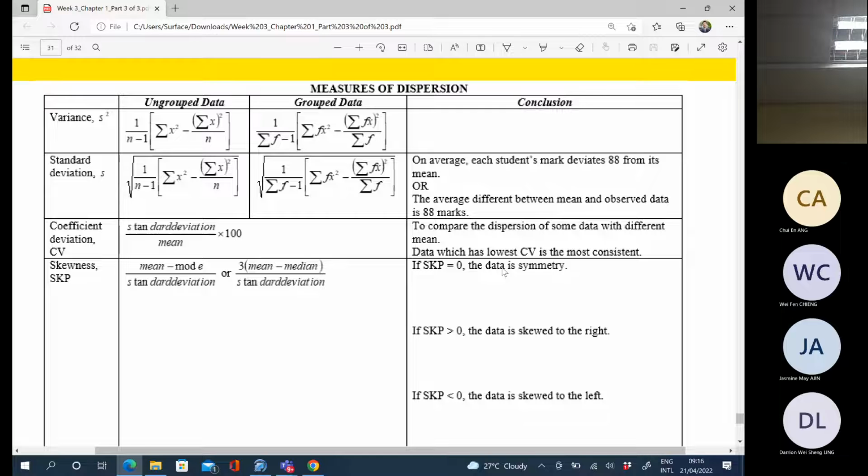Besides this measurement, we also learned the range and interquartile range. Remember, range and interquartile range. Do you know the formula for range? I don't put it here. Range, what is the formula? Can you recall? Range, R-A-N-G-E.